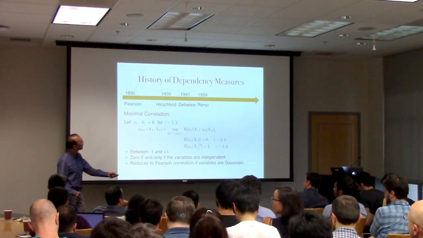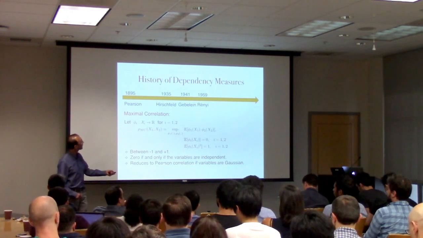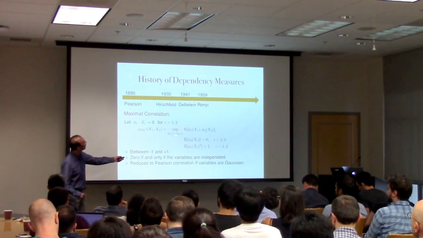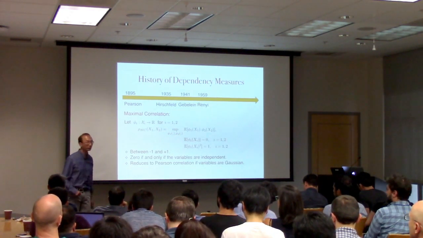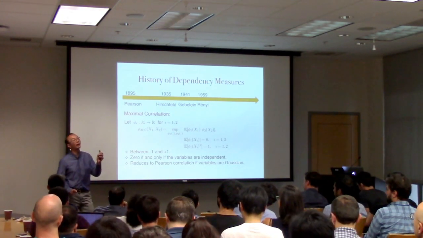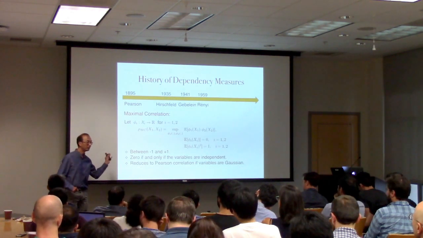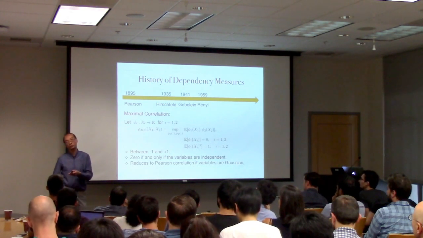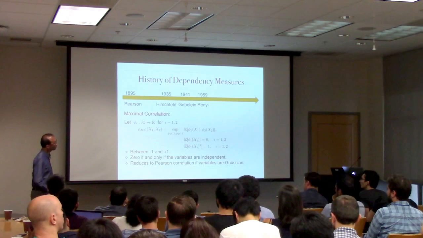Property 3 is that if the variables are jointly Gaussian, then it reduces to Pearson correlation. In other words, the optimal phi1, phi2 here, if the variables are jointly Gaussian, is linear. So this is good, because in some sense, Pearson correlation is already the right measure for jointly Gaussian random variables. That was what was shown earlier. This says that even if I define a more general notion, we still fall back to the Pearson correlation, so it's consistent with the Pearson correlation.